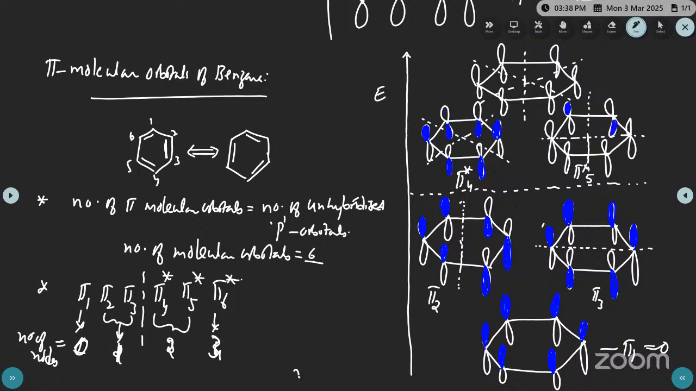Node is there so one top and one bottom, and here there is no node. Okay, so there is no node. So here first let us maintain this node. So here, node is there.